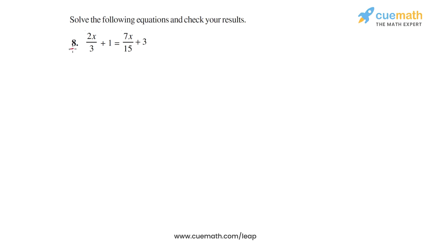In question 8, we have to solve the equation 2x/3 + 1 = 7x/15 + 3. So we have variable terms on both sides and we also have constant terms on both sides. So let's start by combining the constant terms. We have this plus 1 on the left hand side. Let's transpose it to the right hand side.